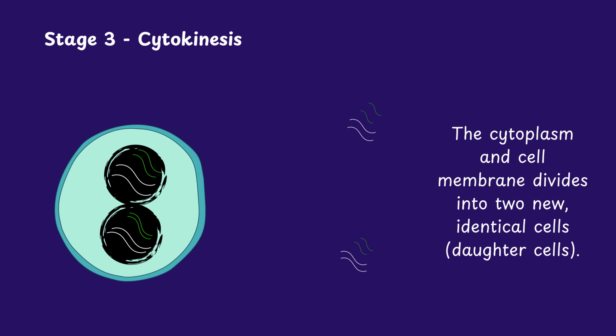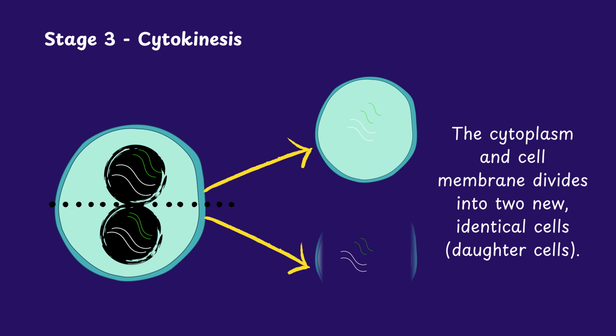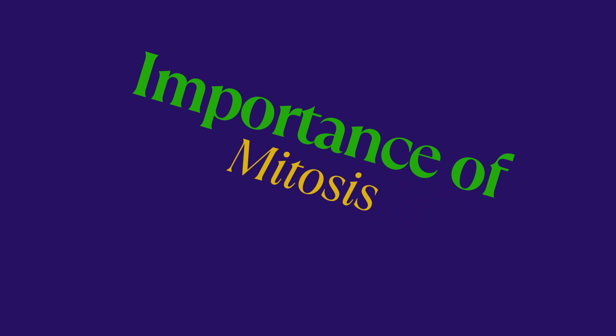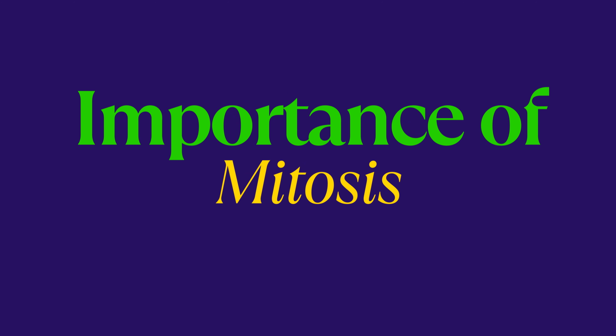Stage 3 is called cytokinesis. In cytokinesis, the cytoplasm and cell membrane divide in 2, and 2 new cells that are genetically identical are formed. So students, you'll notice that these two new cells look like the original cell that we call the parent cell.